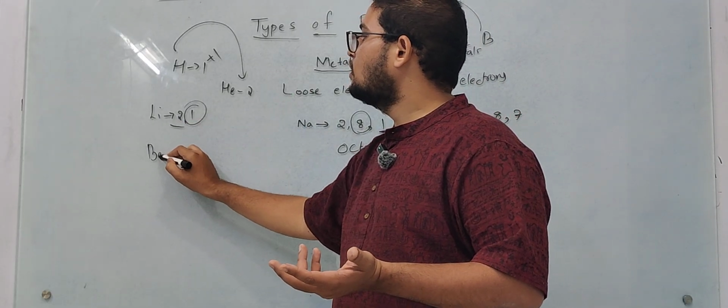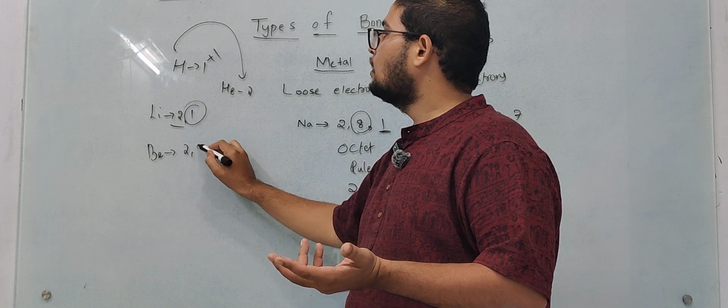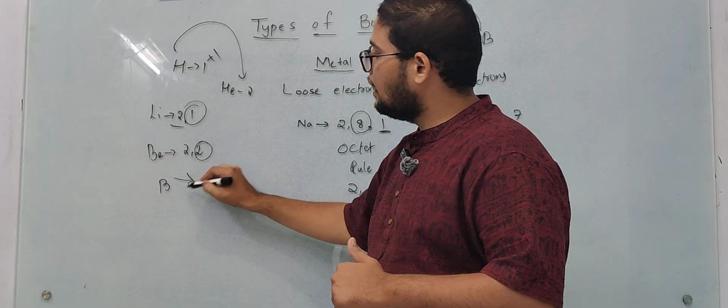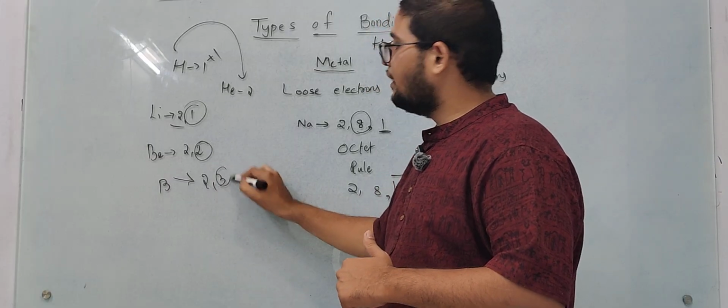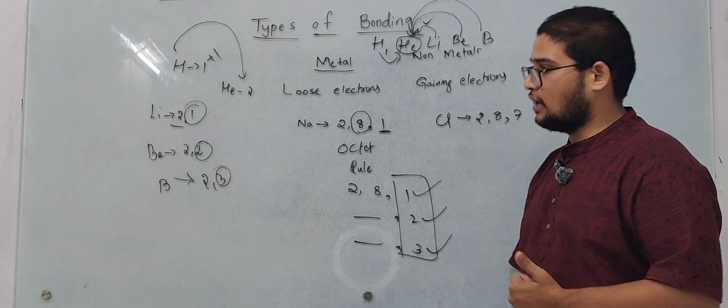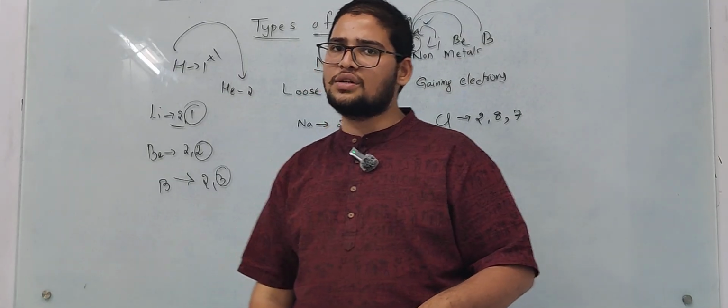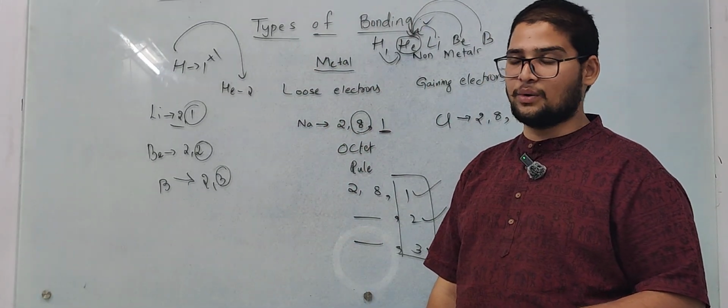In the same way, beryllium is 2, 2. So it will lose these 2 electrons. In the same way, boron has 2, 3. It will lose these 3 electrons. So you may ask, sir, why is it losing? It would need to gain 5 more electrons to reach the stability of the octet rule.